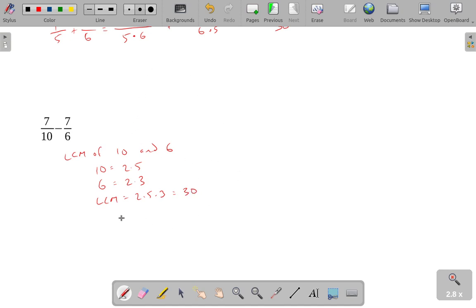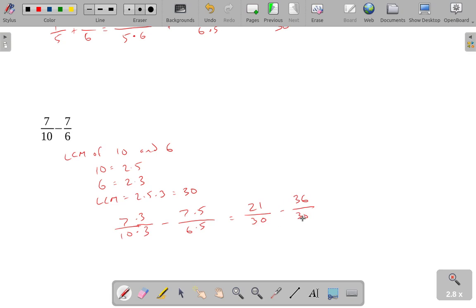Alright, so now I'm going to say 7 over 10 minus 7 over 6 equals blank over 30 minus blank over 30. So the first number, if I'm starting out with a 10, I need to multiply that by a 3 to make it into a 30, so I'll do that to this 7 as well, giving me 21. And on this one, I have a 6, which I need to multiply by 5 to get up to 30. I'll do that to the top as well. So we get 21 over 30 minus 36 over 30.